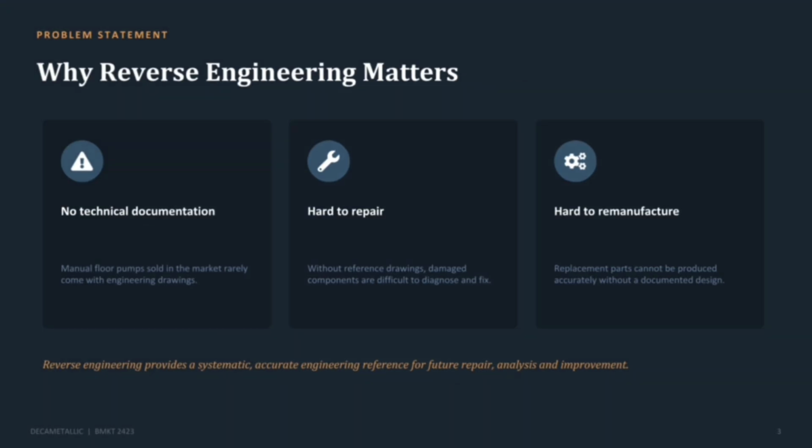Hello, I am Alia Hazira binti Abdul Rahman, responsible for CAD modeling of the valve head housing and cylinder barrel. The problem we identified is that manual bicycle flow pumps available in the market rarely come with complete technical documentation or engineering drawings. This makes it difficult to repair damaged components as there are no reference drawings to guide the process. It also makes remanufacturing nearly impossible without a documented design. Reverse engineering addresses this gap by providing a systematic and accurate engineering reference for future repair, analysis, and improvement.